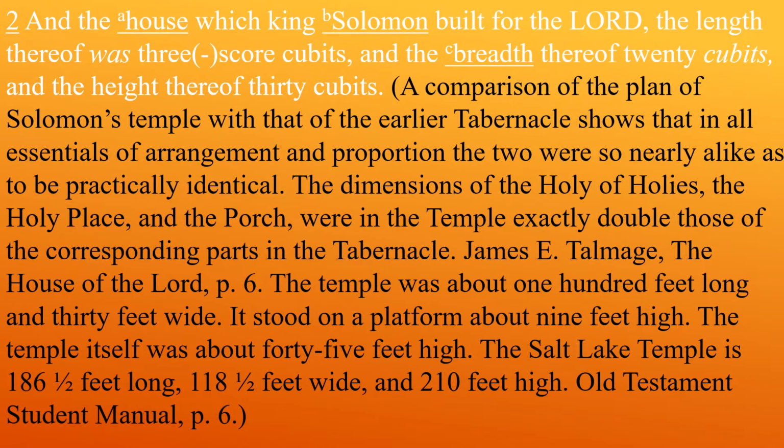Verse 2, and the house which King Solomon built for the Lord, the length thereof was 60 cubits, and the breadth thereof 20 cubits, and the height thereof 30 cubits. A comparison of the plan of Solomon's temple with that of the earlier tabernacle shows that in all essentials of arrangement and proportion, the two were so nearly alike as to be practically identical. The dimensions of the Holy of Holies, the holy place, and the porch were in the temple exactly double those of the corresponding parts in the tabernacle. That was by James E. Talmage in The House of the Lord.